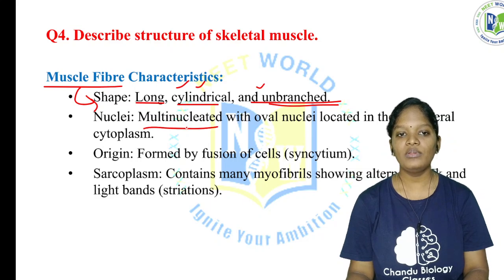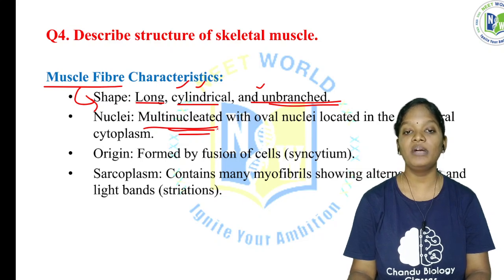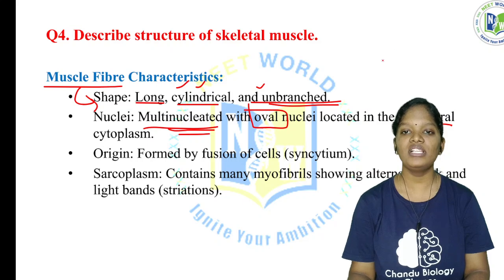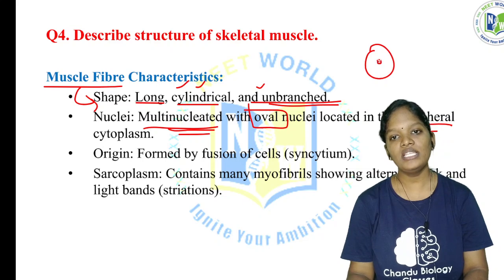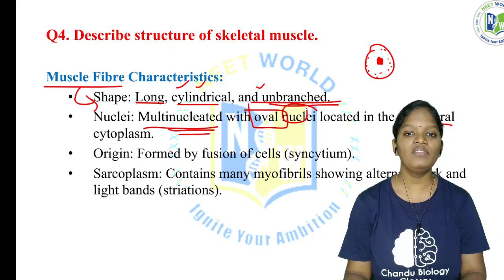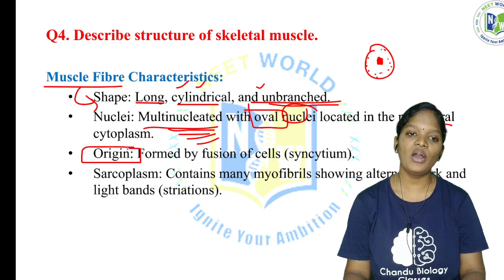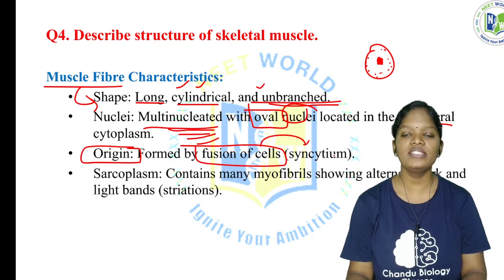And the nuclei here will be multinucleated. There will not be a single nucleus; it will be multinucleated, and all the nuclei will be oval in shape, present in the peripheral cytoplasm. What does peripheral cytoplasm mean? If the nucleus is present in the center, it is called a central nucleus. If it is present in the periphery, that is called a peripheral nucleus. Here the oval nuclei are located in the peripheral cytoplasm. Now how does it originate? By fusion of cells, which is technically called a syncytium.